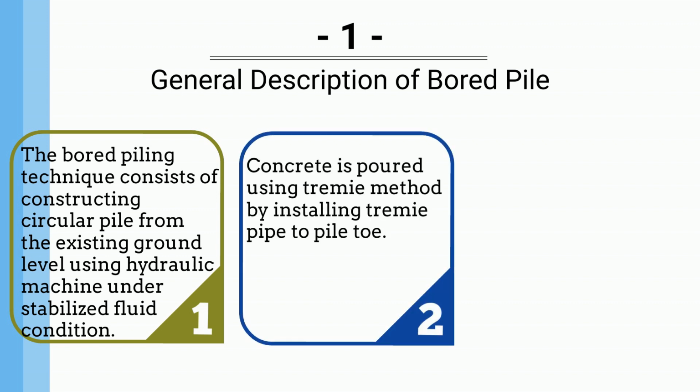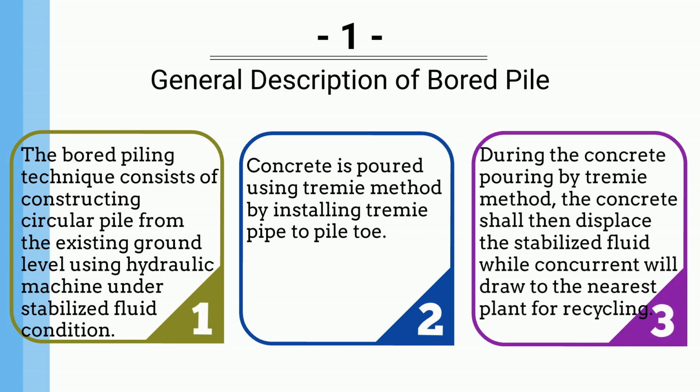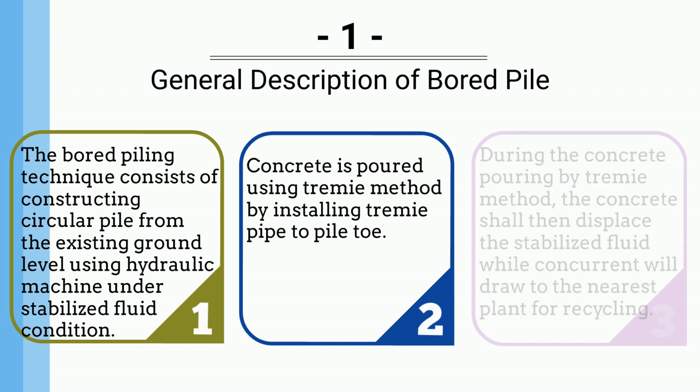Concrete is poured using the tremie method by installing a tremie pipe to the pile toe. During the concrete pouring by the tremie method, the concrete shall displace the stabilized fluid, which will be drawn to the nearest plant for recycling.